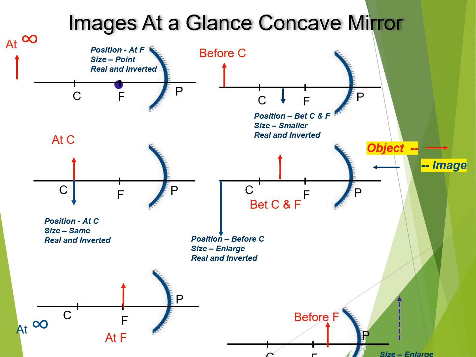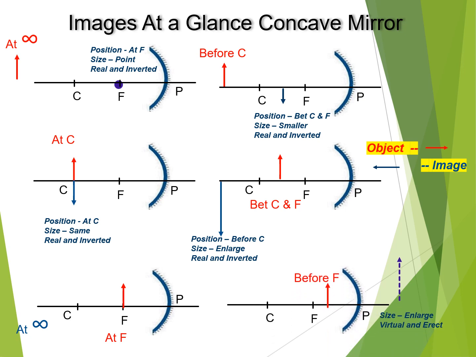And the last condition is, if the object is between focus and pole, this is the condition. In this case, the reflected rays shall not be meeting actually. So, we shall not be getting real image. In this case, the reflected rays shall appear to be meeting behind the mirror.